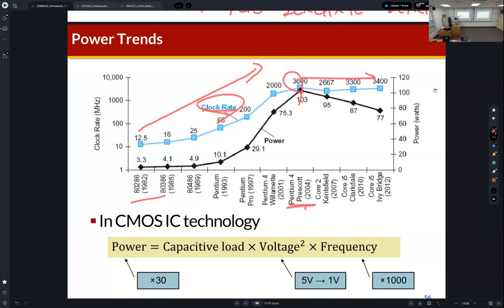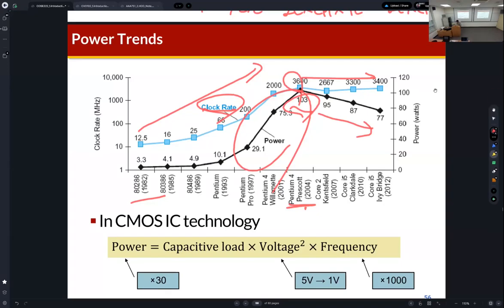And then the power consumption of this CPU was just 3.3 watts. The power consumption by the CPU also increased slightly, but in this period the power consumption by the CPU has increased dramatically, and then it reached 100 watts. So nearly the same as the modern CPU, the current CPU. But after that, the power consumption has decreased. So why?